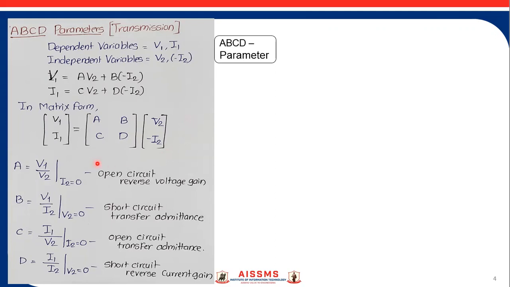When I2, that is port 2, is open circuited, then we get A and C, and when port 2 is short circuited, then we get B and D. So this is a formula. A is open circuit reverse voltage gain. B is short circuit transfer impedance. C is open circuit transfer admittance. D is short circuit reverse current gain.